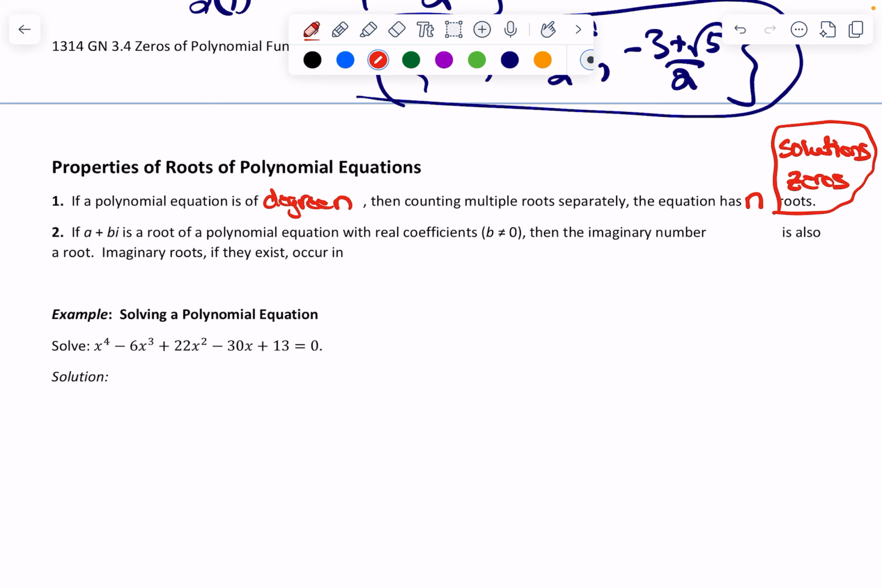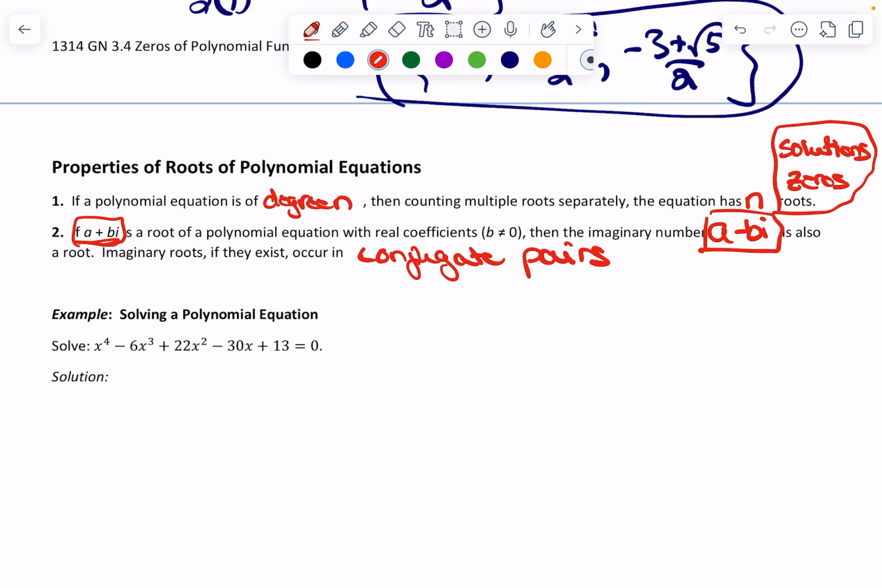Now, if a plus bi is a root of a polynomial function with real coefficients, b does not equal 0, then the imaginary number a minus bi is also a root. So imaginary roots, if they exist, occur in conjugate pairs. So again, it's a plus bi and a minus bi. Both are going to be roots. If one of them is a root, the other one is going to be a root.